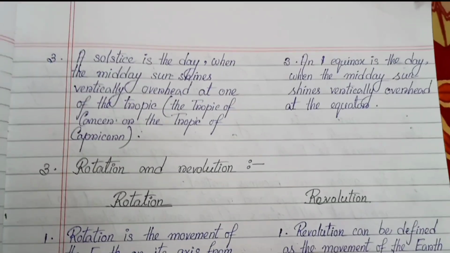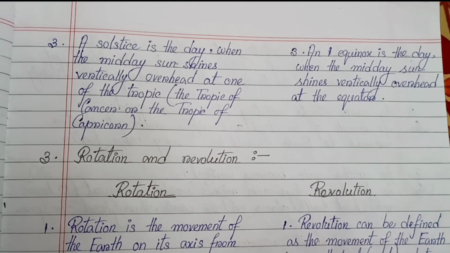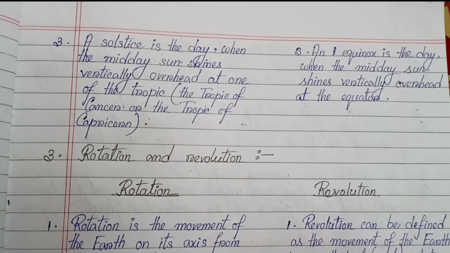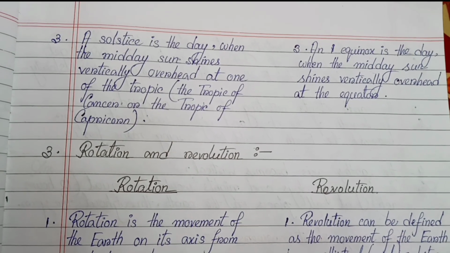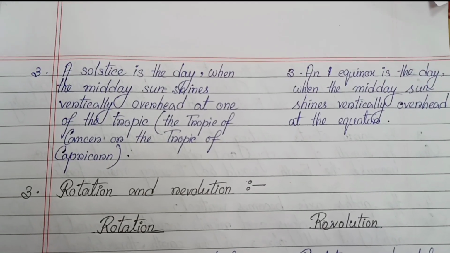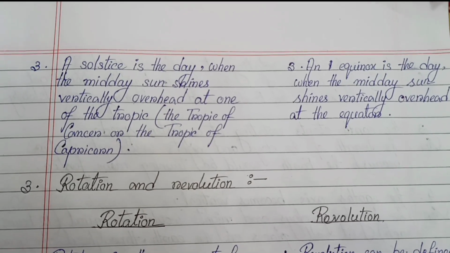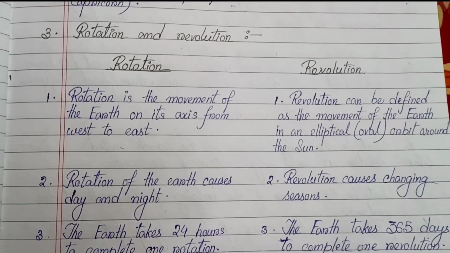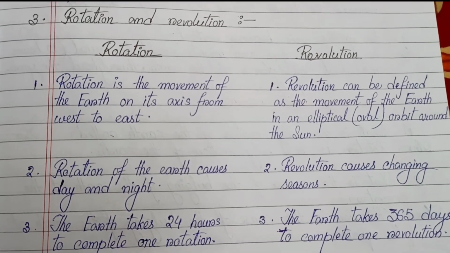Number 3, a solstice is the day when the midday sun shines vertically over either the Tropic of Cancer or the Tropic of Capricorn. Number 3, an equinox is the day when the midday sun shines vertically over the equator. Rotation and revolution. Number 1, under rotation.